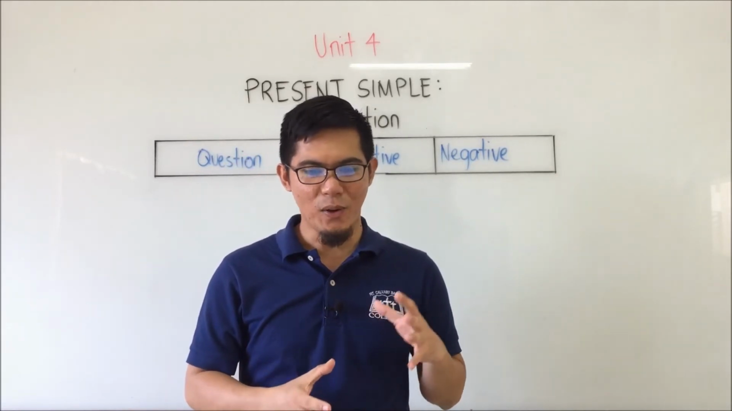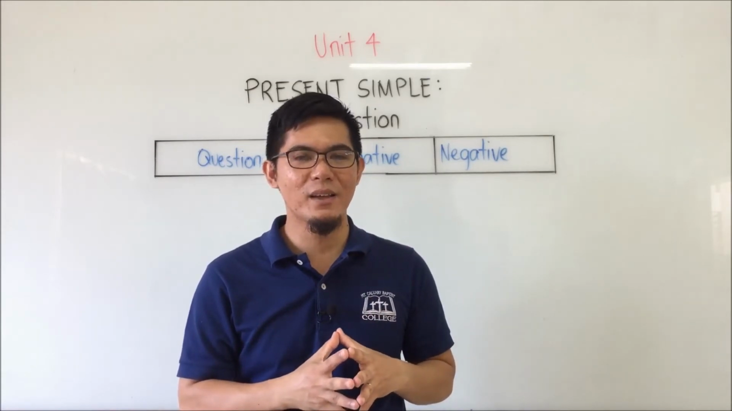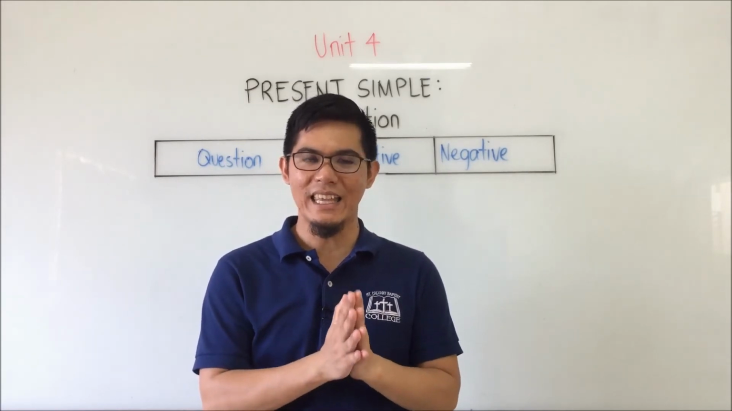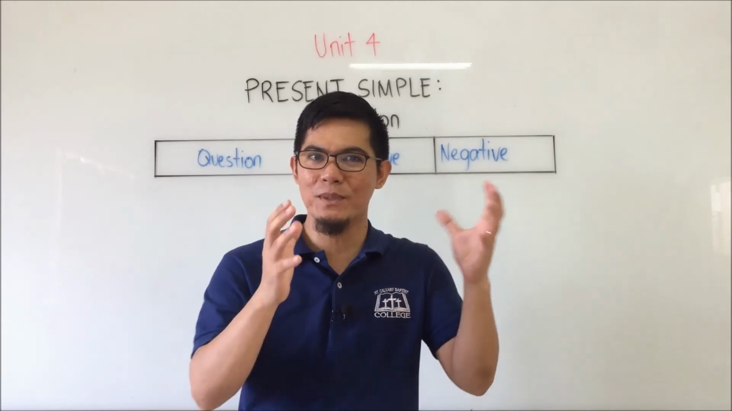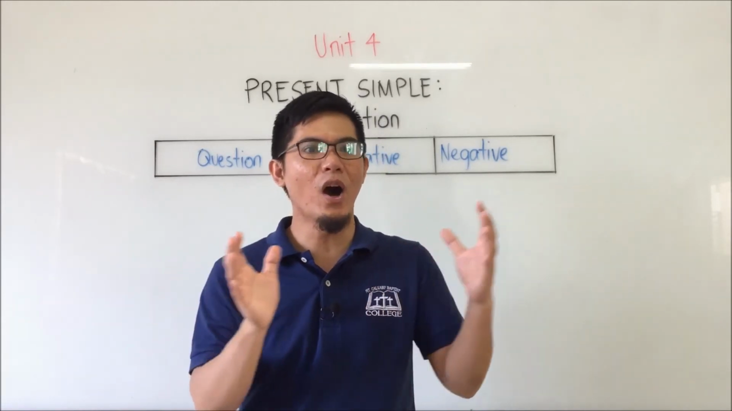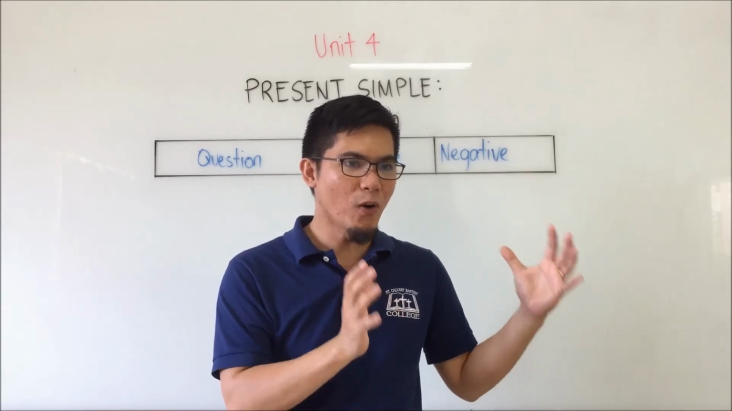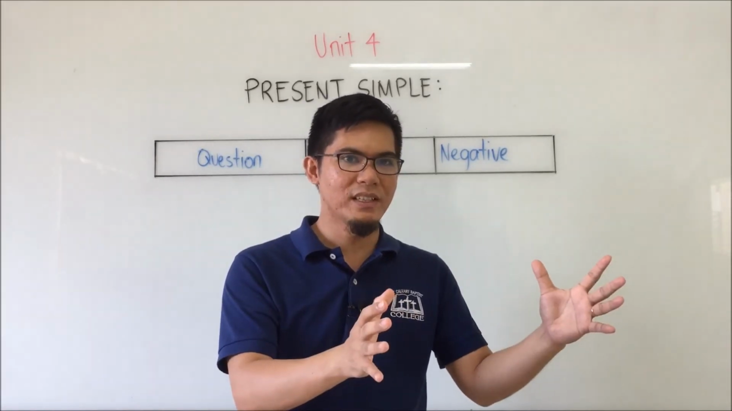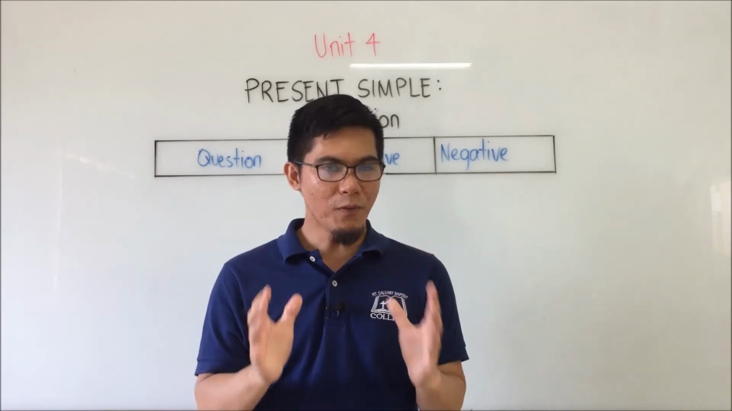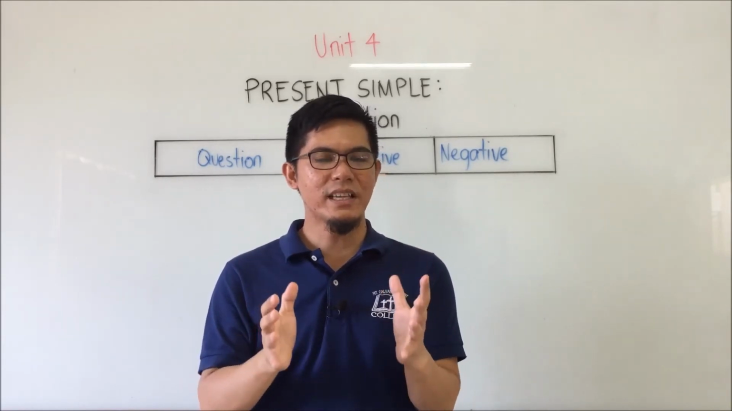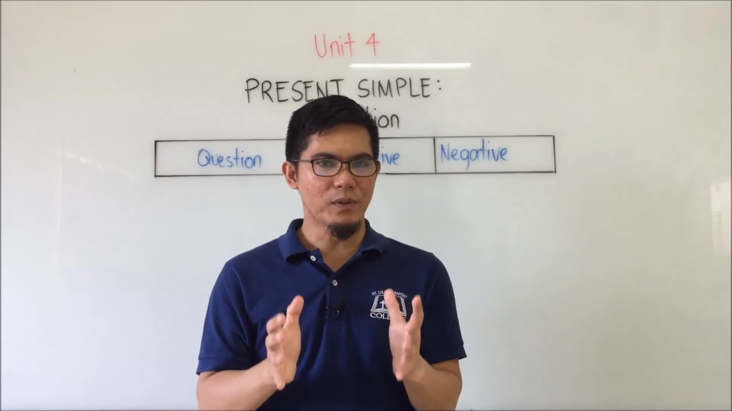Okay? So I want you to answer these 5 sentences. Again, you base your answer, if affirmative or negative, on the picture. Always base on the picture. And then you write the correct form using our rules.